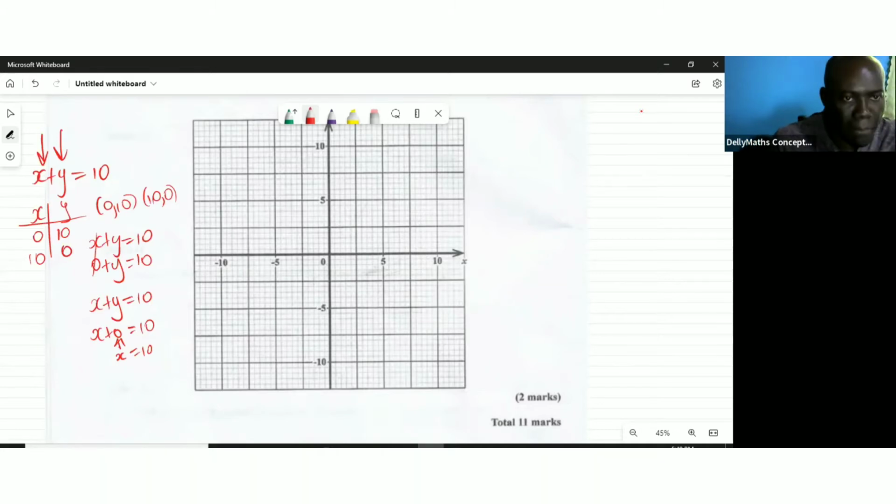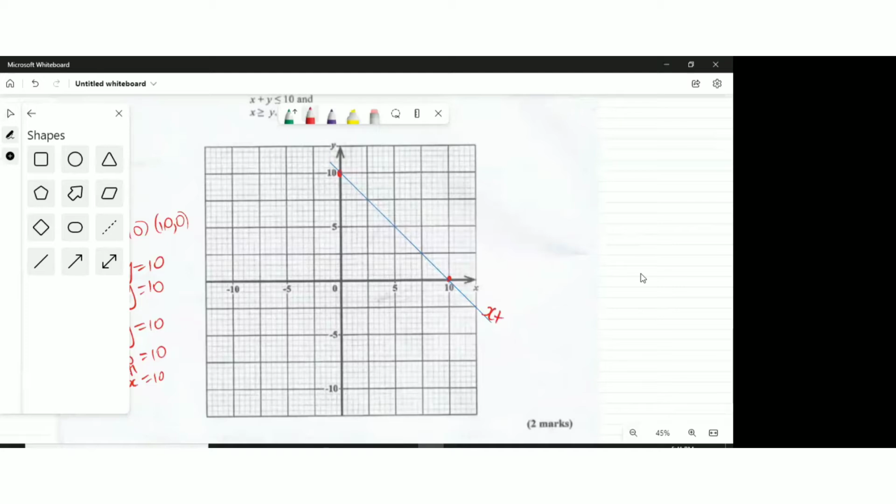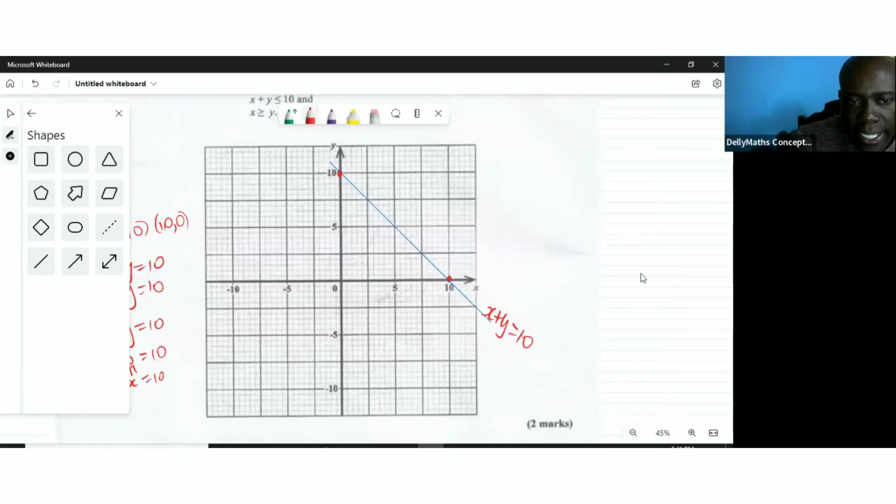So I'm going to show you that. 0, 10 is right here. That's one of the points. 0 meets 10 there. 10 meets 0 here. So we want to go like that. You draw it off the grid. That's the best way to do it. Draw it off the grid. So that is my line, x plus y equal 10. And normally, I'd advise you to label it, so you remind yourself that this is the line where x plus y equal 10.